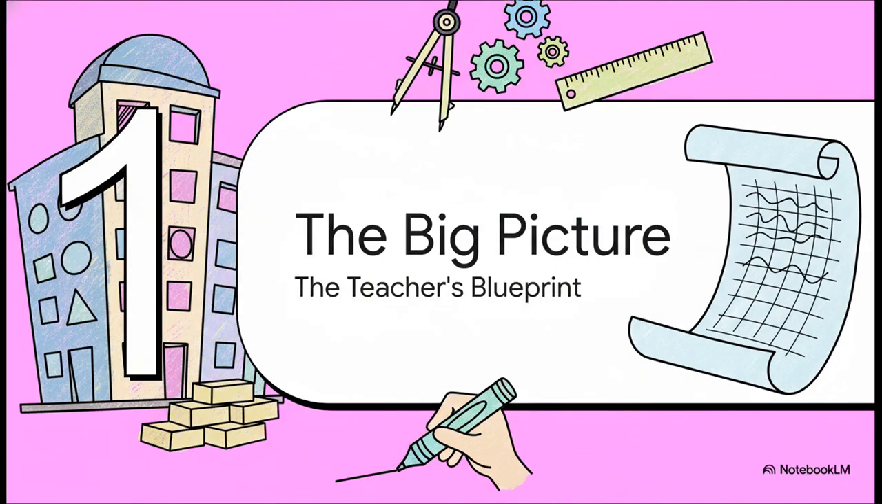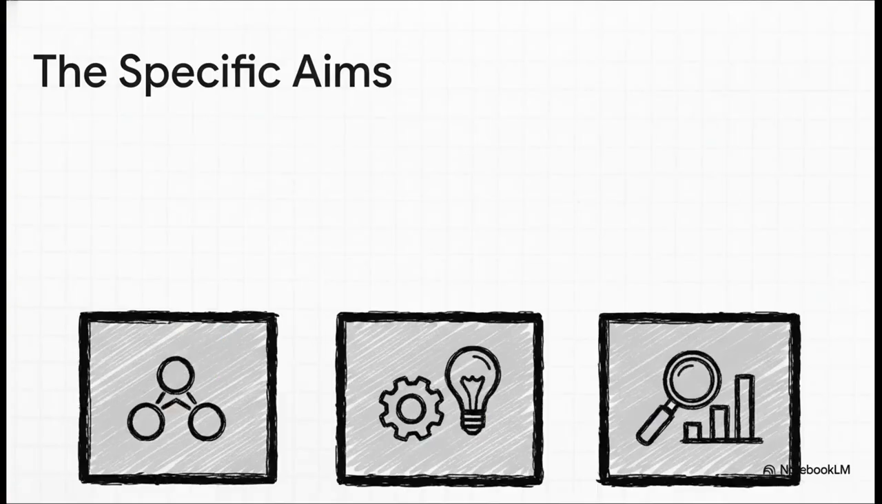Okay, so let's crack this thing open. First up, we're going to look at the big picture. Before you start laying any bricks or pouring concrete, you have to understand the architect's vision, right? What's the whole point of this building? What is the grand design for math in the foundation phase? So, the blueprint gives us three main goals, or specific aims. First, it's about helping learners see how math ideas connect to each other. Second, it's about taking that knowledge and actually using it to solve problems. And third, it's about using math as a tool to explore the world. See? These are the foundational pillars of everything else we're going to build.